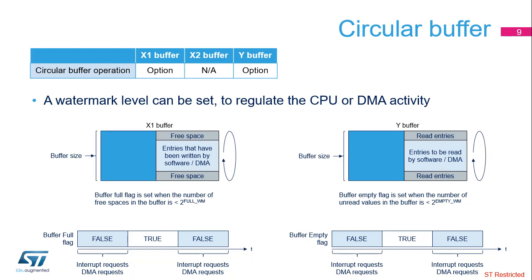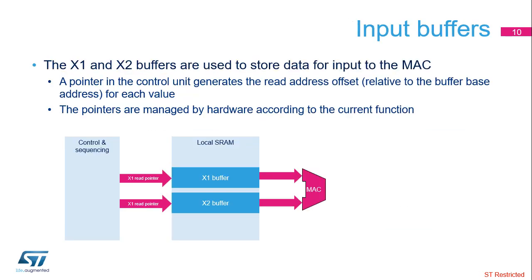Nevertheless, if an underflow does occur, the UNFL error flag is set. In this case, the read pointer is not incremented, and the read operation returns the content of the memory at the read pointer address. Each multiplication takes a value from the X1 buffer and a value from the X2 buffer and multiplies them together. A pointer in the control unit generates the read address offset relative to the buffer base address for each value. The pointers are managed by hardware according to the current function.